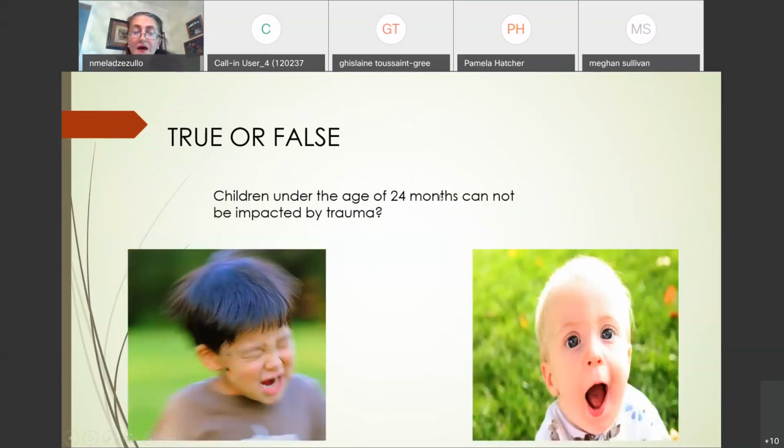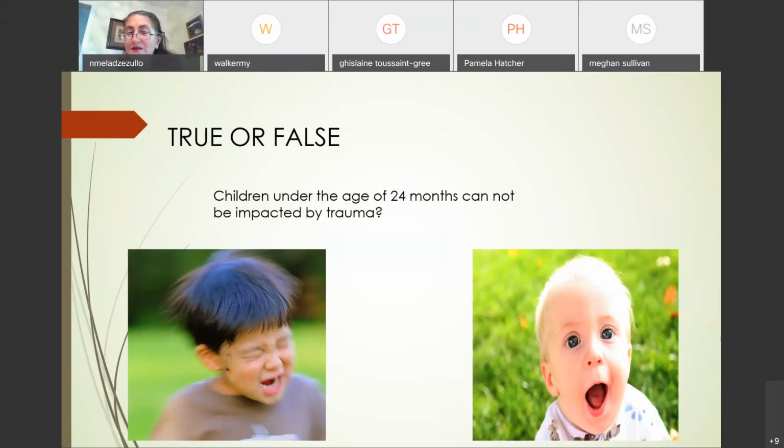So on the next slide, I don't know if it is possible to get a response from our participants, but I just had a question here. Children under the age of 28 months cannot be impacted by trauma. Is it true or false? I don't know if it is possible to get the answers. You may use the chat, or you could unmute yourself and talk.